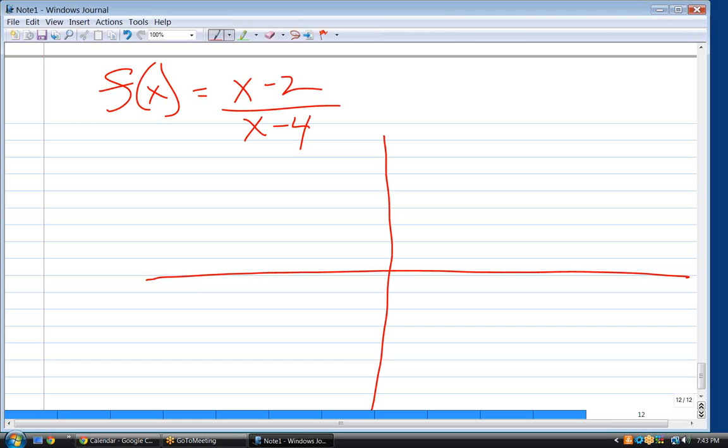What's the vertical asymptote? 2 and 4. And the vertical asymptote is just 4. The vertical asymptote is where the denominator is equal to 0. That's the only thing you need to ask for the vertical asymptote. And it's only equal to 0 when x is equal to 4. What's the horizontal asymptote? 1.